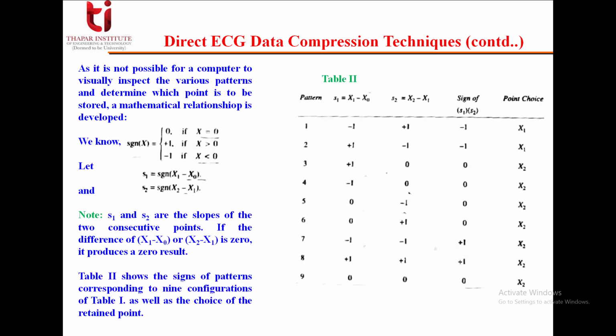Now you can see this table 2, it shows the signs of patterns corresponding to the 9 configurations of table 1, as well as the choice of the retained point. So we have seen if it is a turning, plus 1 to minus 1 or minus 1 to 1, we have retained the point x1. Otherwise we have either plus 1 to 0 or 0 to minus 1, or if it is the same, we'll retain the point x2.